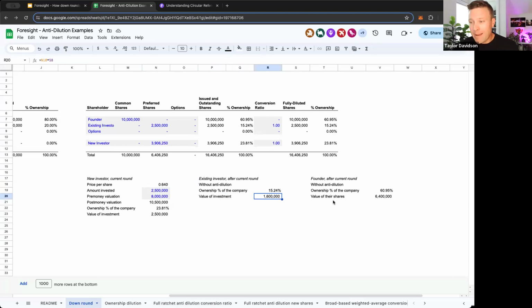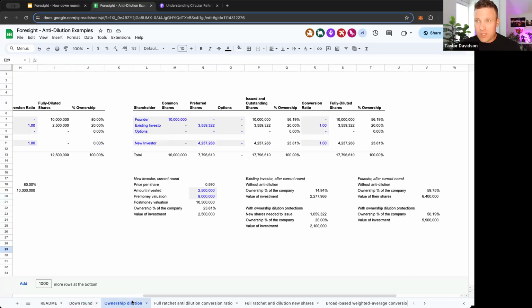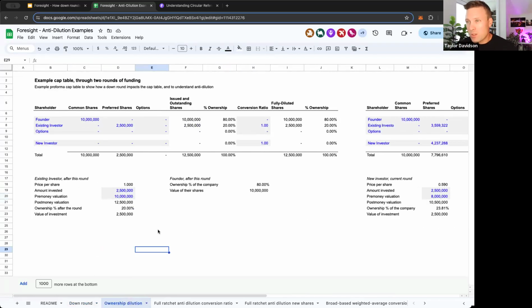And the founder also got massively diluted from it as well. Now, let's go through a couple of examples of ways to address that. So the first one here is around ownership dilution.